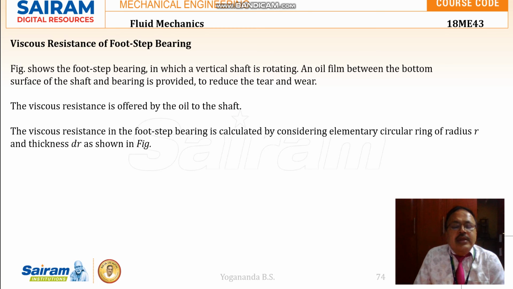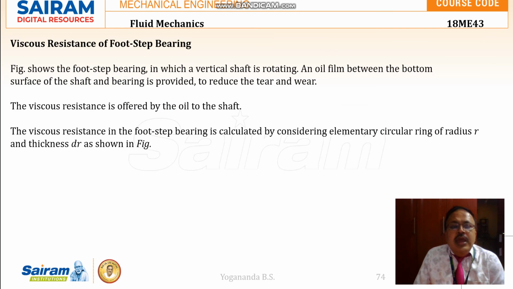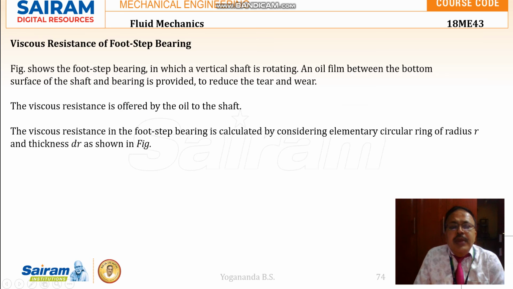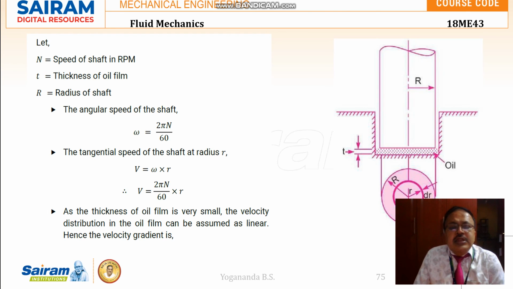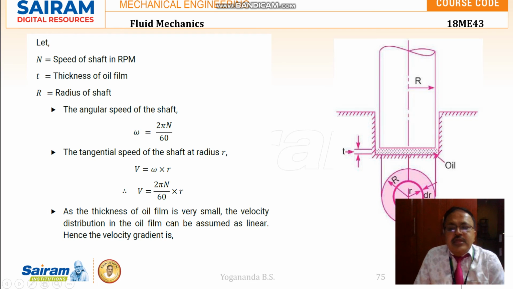Then footstep bearing. We have here the footstep bearing shown in the figure. Here an oil film is used between the bottom of the shaft and the bearing, which will reduce the wear and tear. The viscous resistance will be offered by the oil to the shaft. Now we are considering an elementary ring inside the shaft of radius small r. Capital R is the radius of the entire shaft.